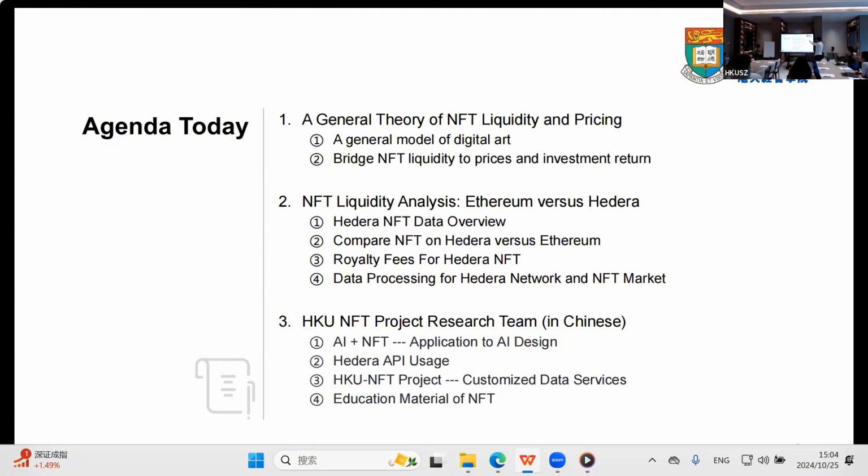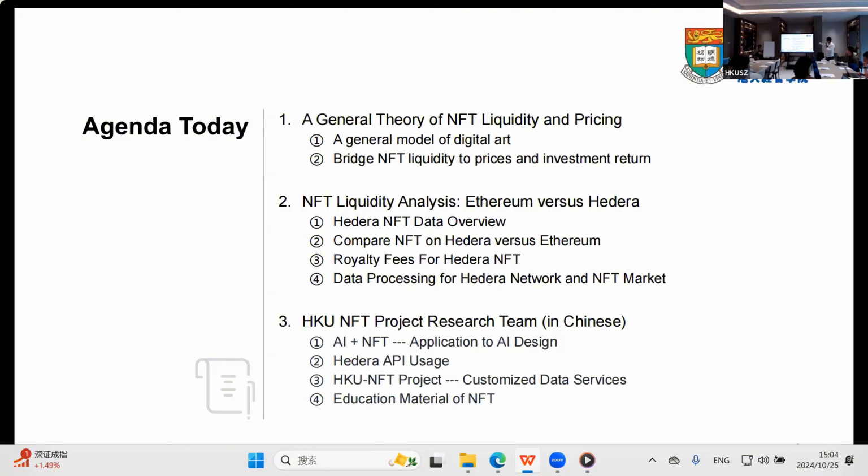That's part of the theoretical research that my team has been working on. We propose a general model of digital arts and bridge the NFT liquidity to prices and investment return. This is a pure academic research, and how to think about the relationship between liquidity and prices.